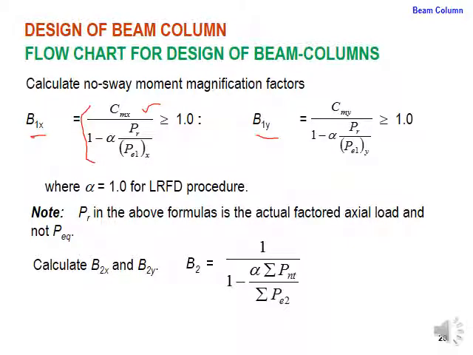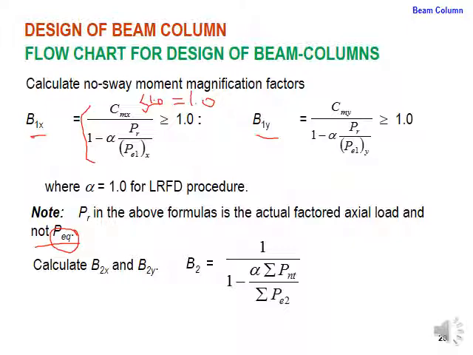Its value, I have told you, should be greater than or equal to 1. If it comes out to be less than 1, you have to consider it equal to 1, at least equal to 1 for both. So PR in the above formula is the actual factored axial load, not the P equivalent. That is very important. The P equivalent concept is just for the trial section. Once the trial section is with you, forget about it. So PR and P equivalent are two different things. That's what I have told you.